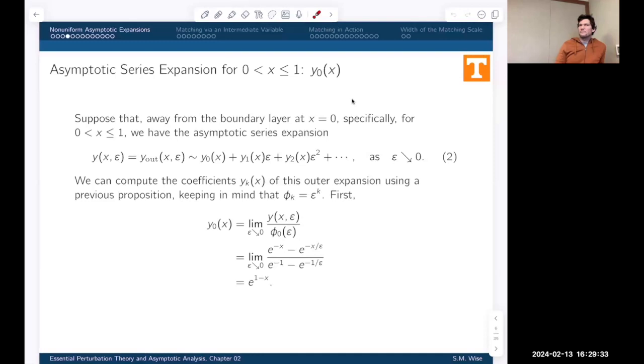Does everyone see that? That's according to our little proposition or theorem that we had earlier in this chapter. If you have an asymptotic series approximation of this type, and you want to know what the coefficients are, they can be computed a posteriori. So that gives us y0. Let's go on to y1.